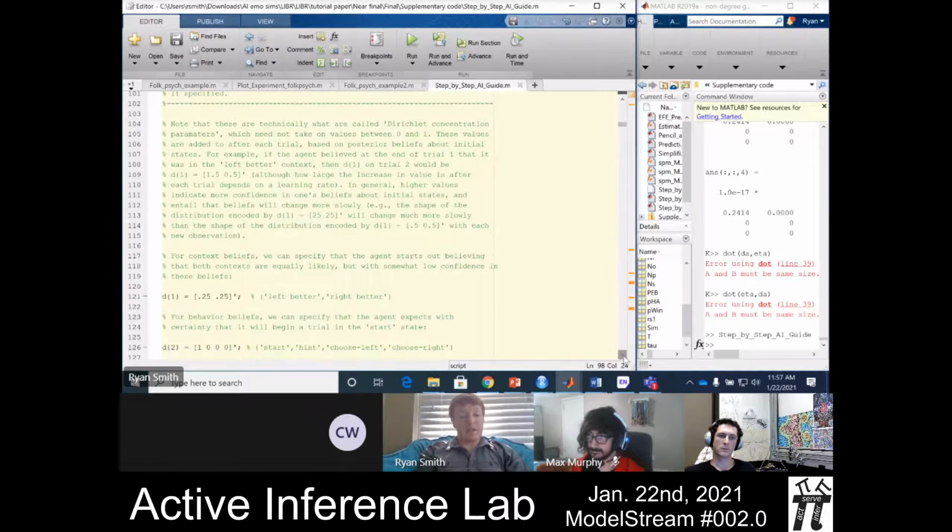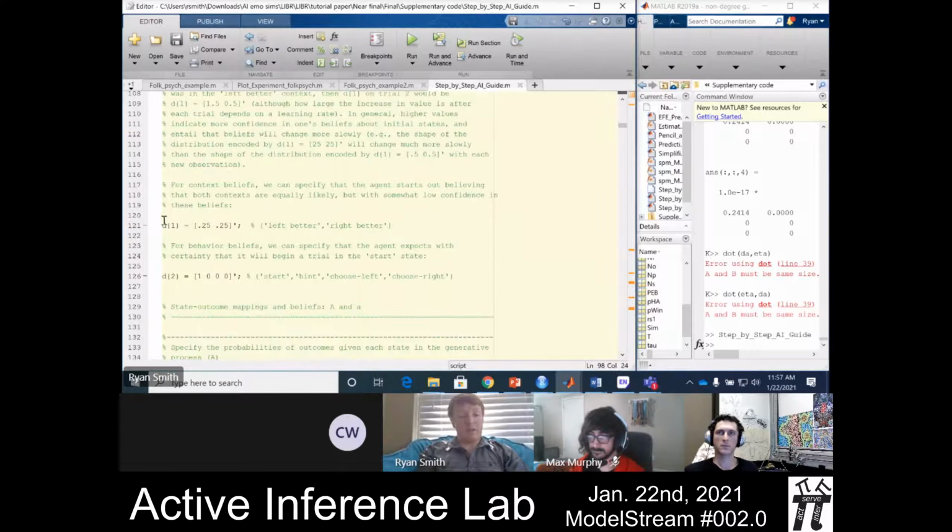But then, and this is all explained, for little d, which is the agent's actual beliefs, we say the agent has no idea what context it's going to be in to start with. So we set these to flat values, where the left-better and right-better contexts have the same values. But notice that we didn't set these up to add up to 1, like we did for big D. The reason is that these are technically what are called Dirichlet distributions.